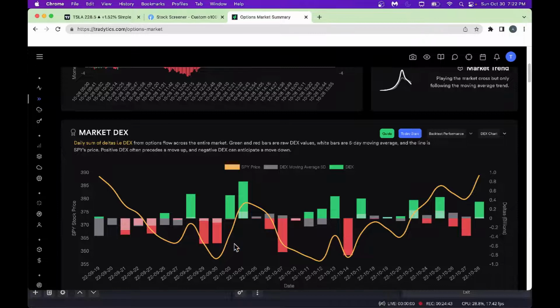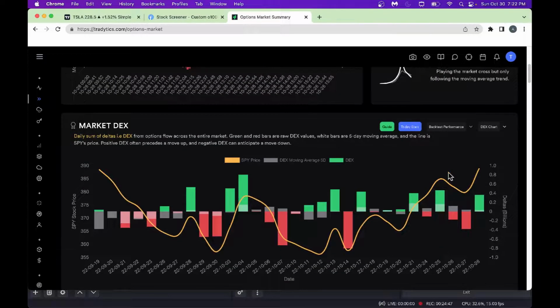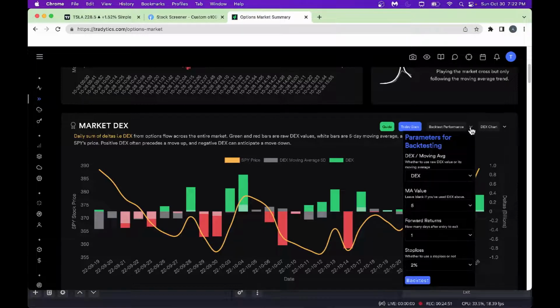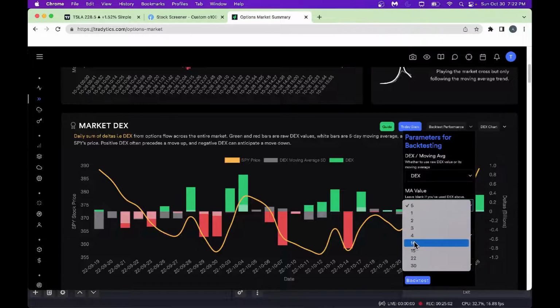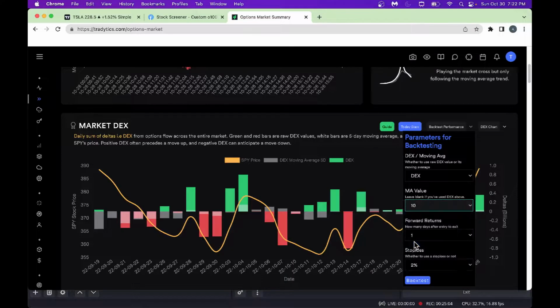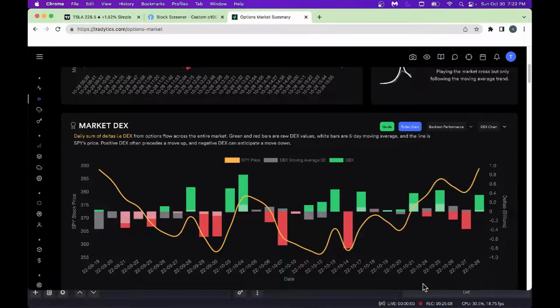They also have a nice chart, as you can see here. But if you want to look at the back test, you can back test also. You could go here and just click on here to look at the DEX. We got various things going on here. We got market value. It's 5 days here. You could change it to 10 days. And the chart changes. You could back test that way and see how the DEX is changing.